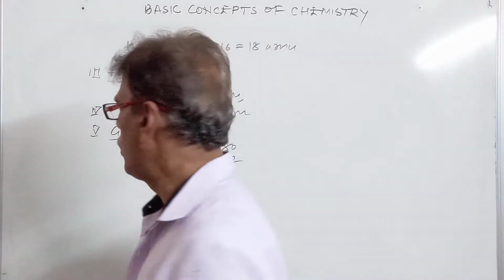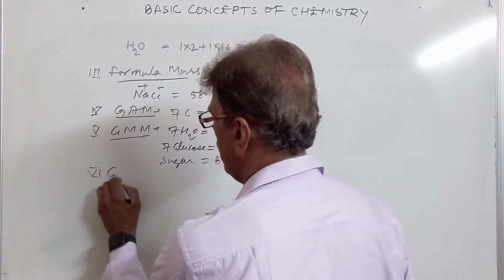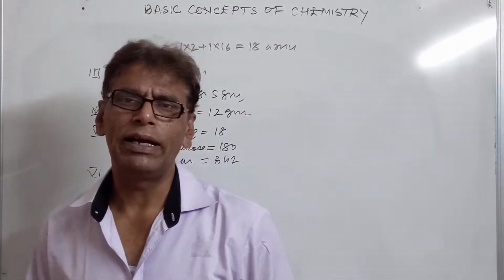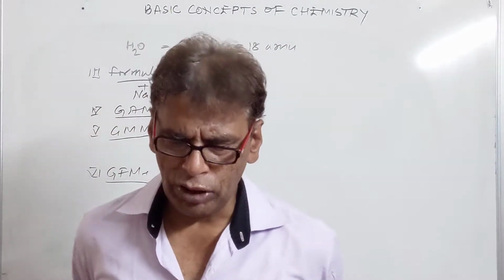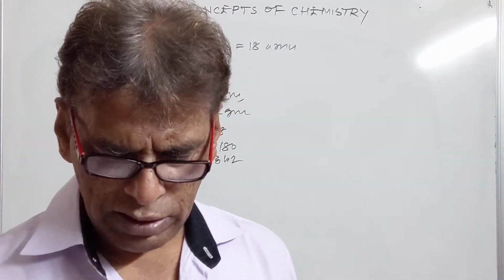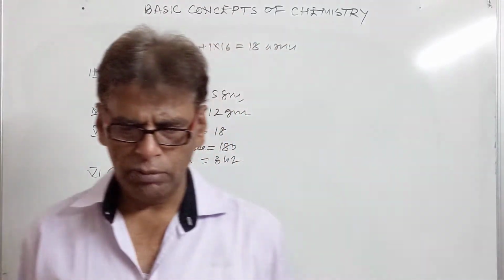Then we have gram formula mass, that term is GFM. So the formula mass of an ionic compound when expressed in grams becomes gram formula mass. So these are the definitions which are generally used during numerical problems.